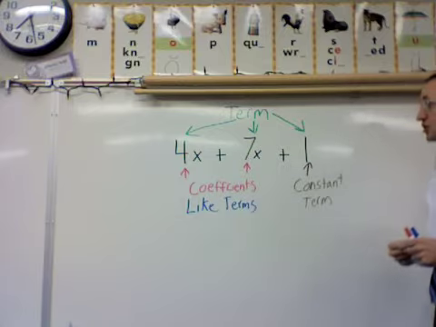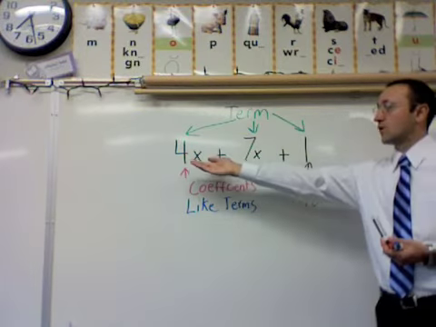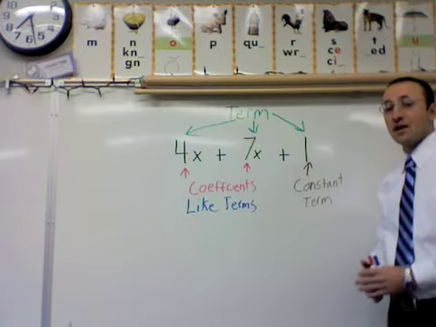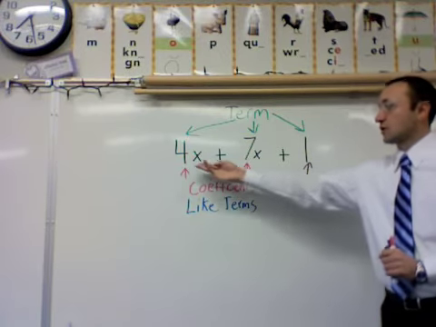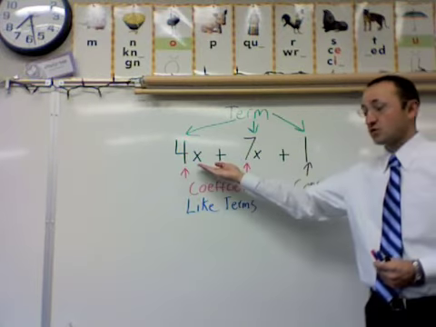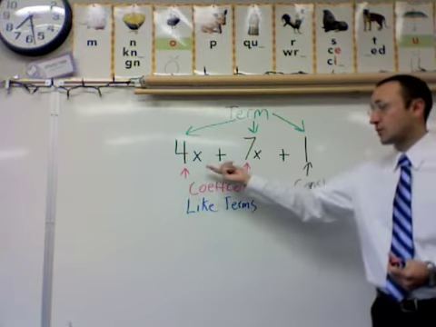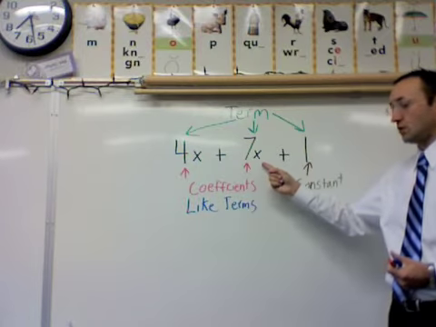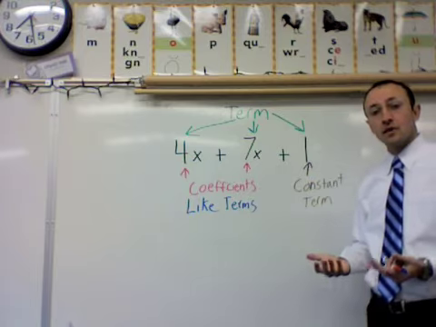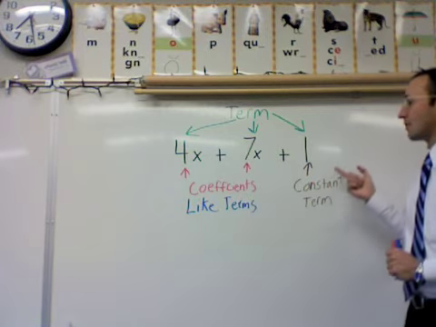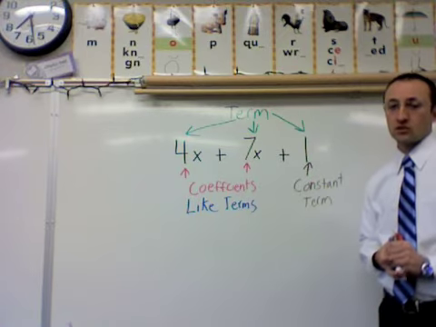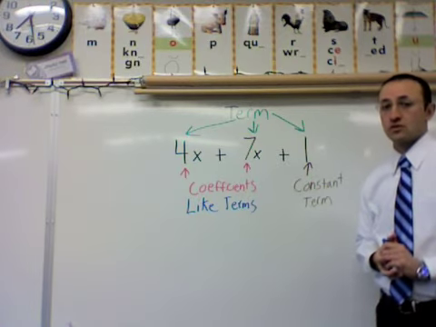So now there's my expression one more time. 4x plus 7x plus 1. And I've identified everything within the expression. Here are my terms because they're all being added together. My coefficients are 4 and 7 because they're being multiplied by a variable. My like terms are 4x and 7x because they look alike. They both have the variable x. And my constant term is 1 because it has no variable next to it. It's constant and it won't change.